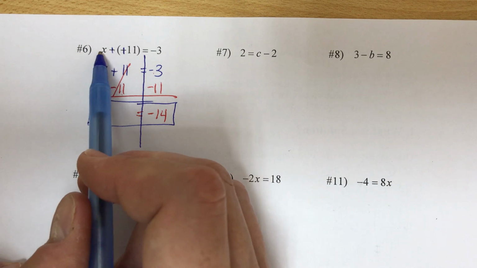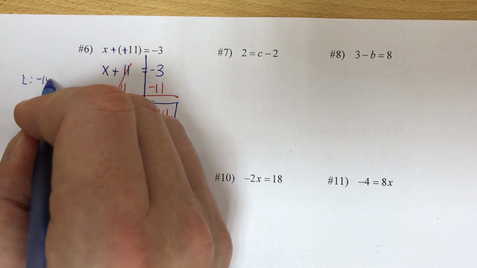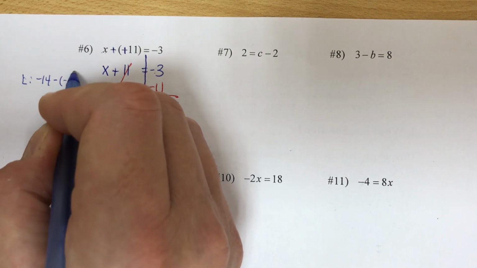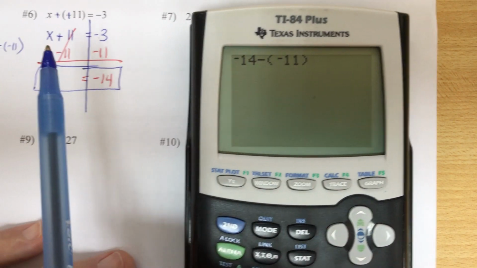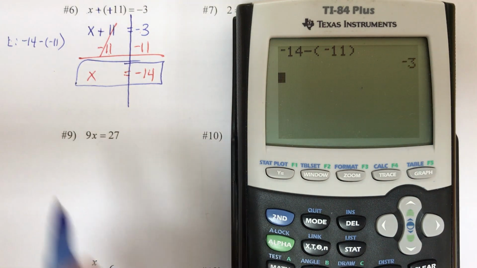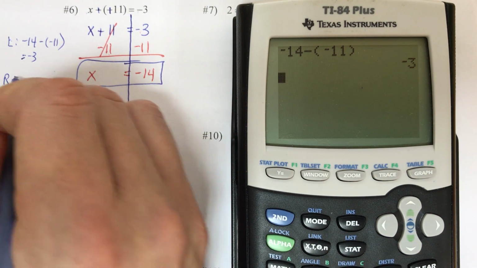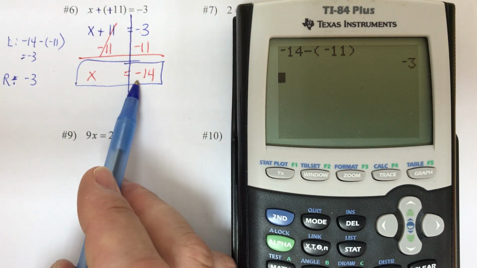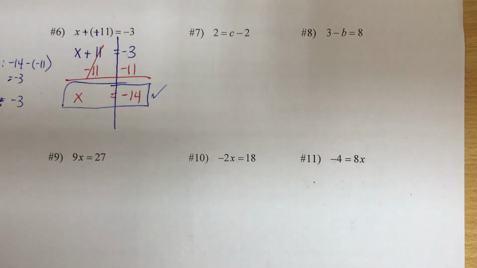We'll go back to the original problem, the left side. Now, this was x, and it was minus negative 11. So if I use the calculator here, negative 14 minus negative 11, and I'm typing this exactly how it was written in the beginning, the value on the left side is negative 3. The value on the right side is also negative 3. So is our solution correct? Yes. And number 7, we'll do one more here.